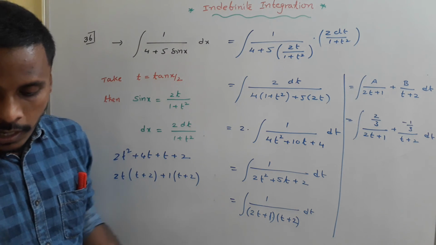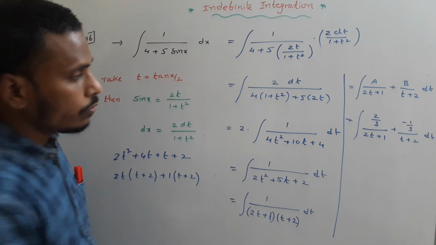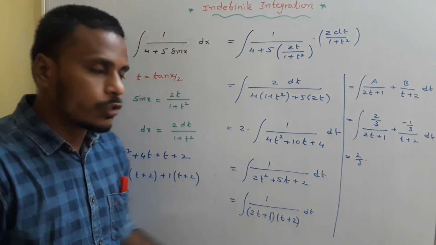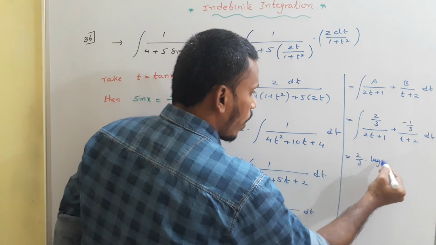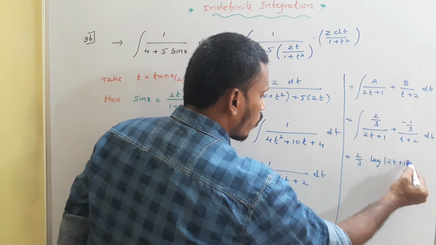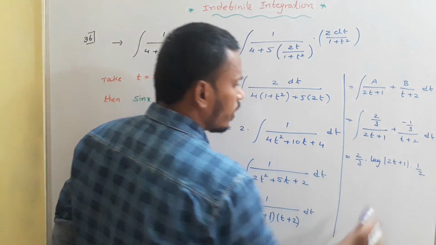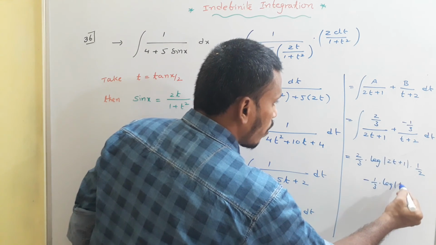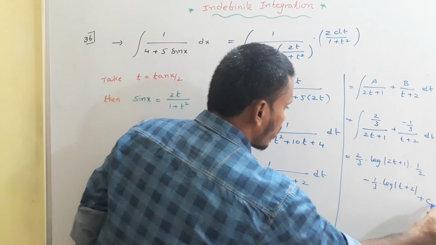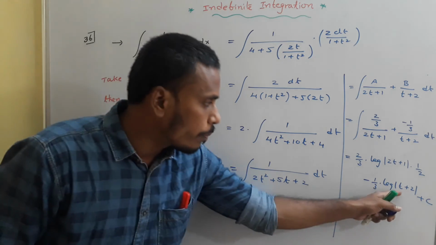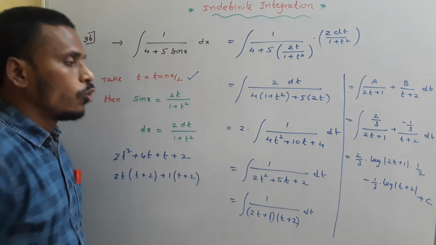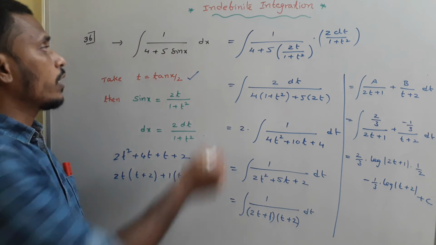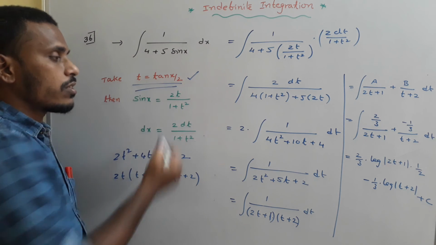And again, how to move? Now this is equal to 2 by 3 into 1 by 2t plus 1, which is logarithm of 2t plus 1 into the coefficient of t, 1 by 2, minus 1 by 3 into logarithm of t plus 2 plus some constant of integration c. At the end we need to replace this t with tan x by 2 to give our answer in terms of x. So this is the way of solving this type of problem with this suitable substitution.